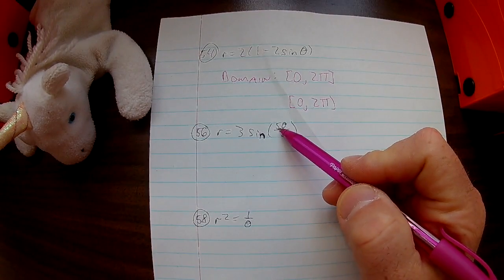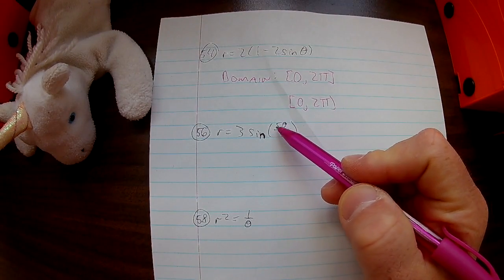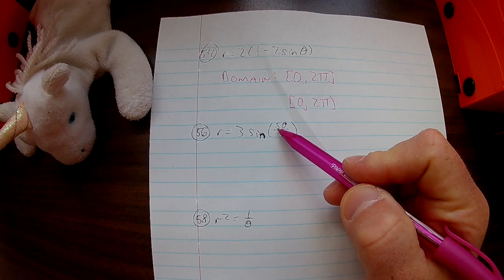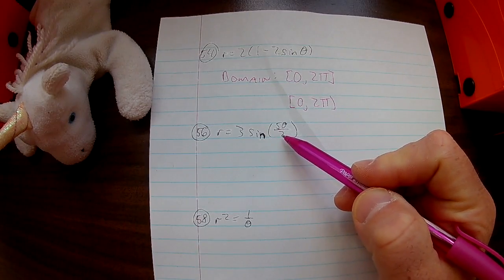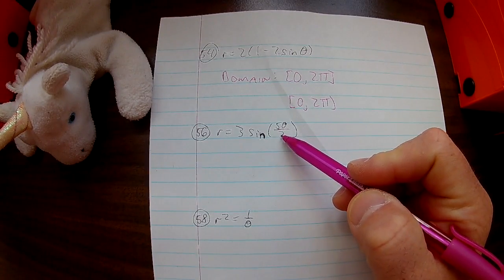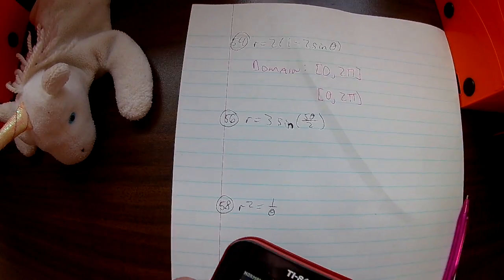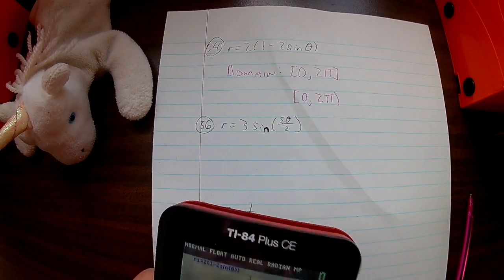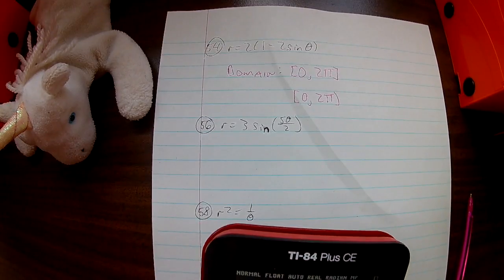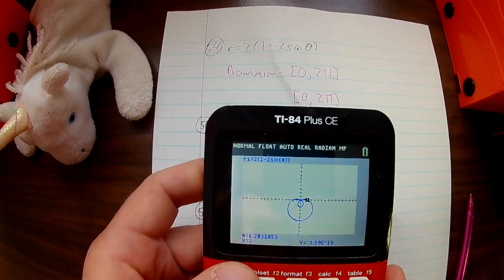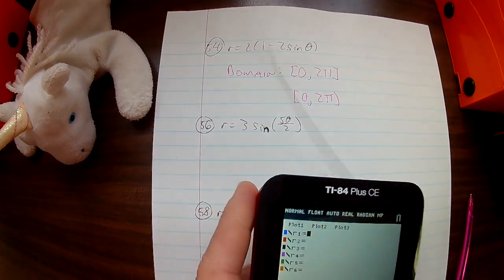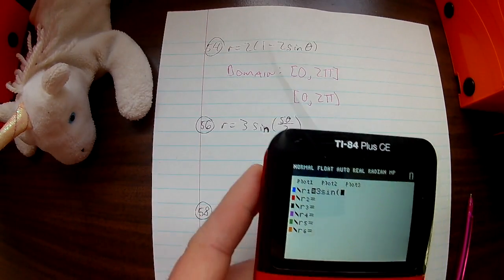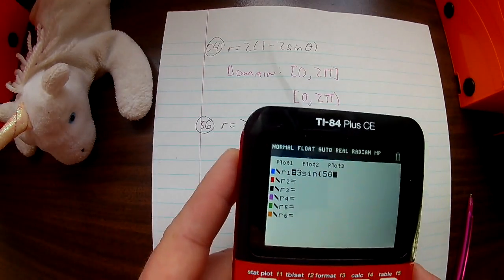3 sine of 5 theta over 2. Well, I see that 5 with a theta inside here, so it draws my mind to the rose curve, but this divide by 2, I don't really know about it, because all the rose curves that I had in the lesson involved integral values for our n there, and we all know 5/2 is not integral, so I don't know what's going to happen here. Let's go 3 sine of 5 theta over 2.